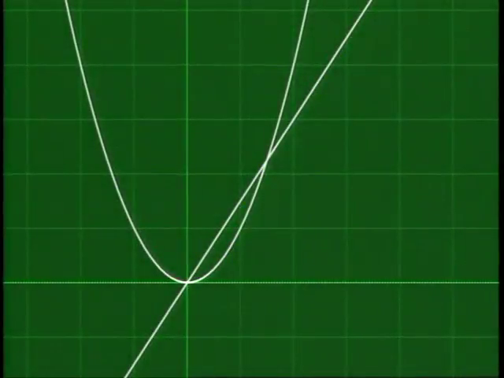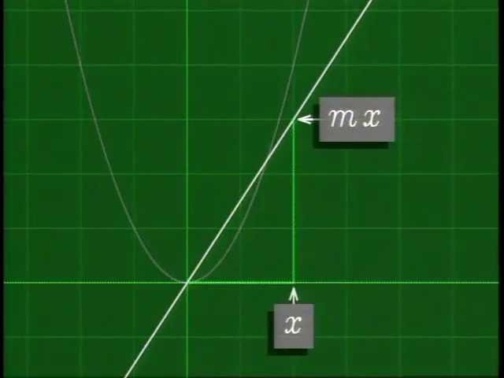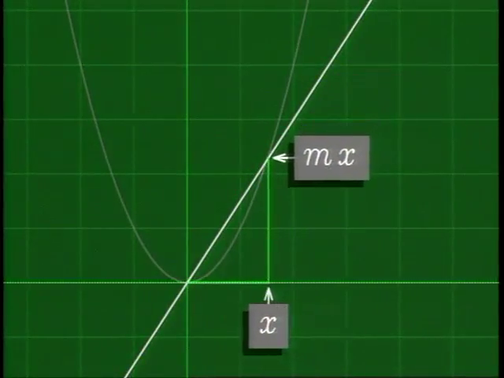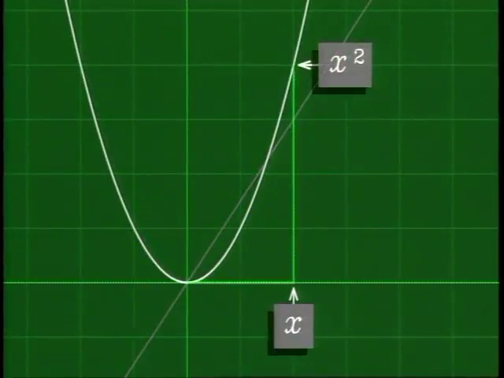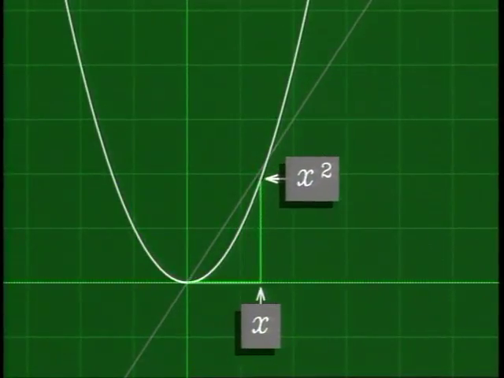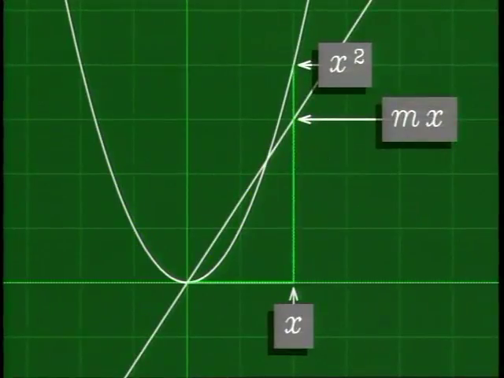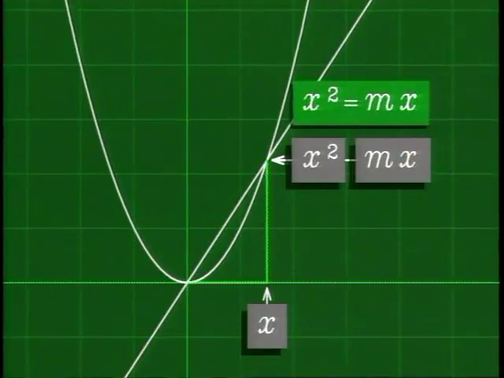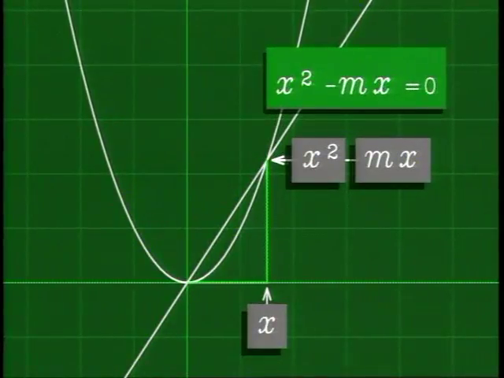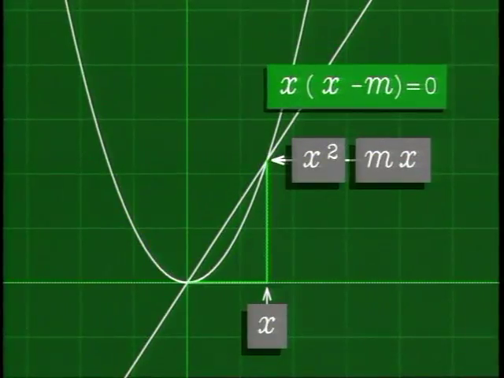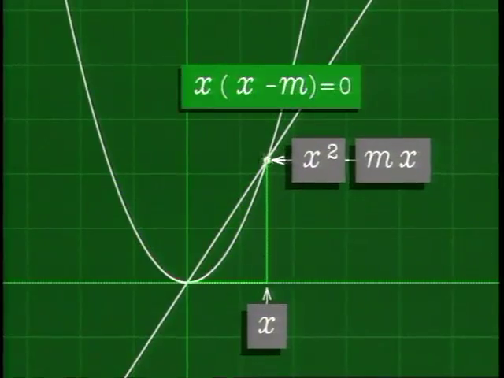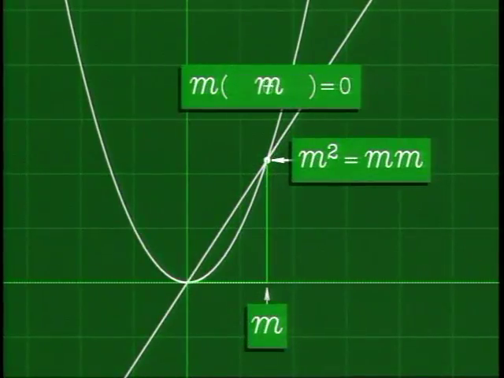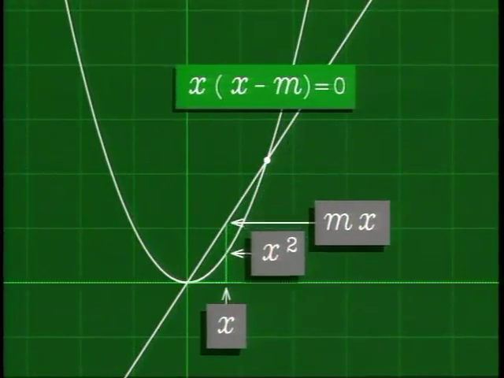Let's use Cartesian equations to find where this line intersects this parabola. Every point on the line satisfies y equals mx, and every point on the parabola satisfies y equals x squared. So, at a point of intersection, we have both y equals mx and y equals x squared. To find the possible values of x, we do a little algebra. And we find two intersection points, one with x equals m, and another at the origin.